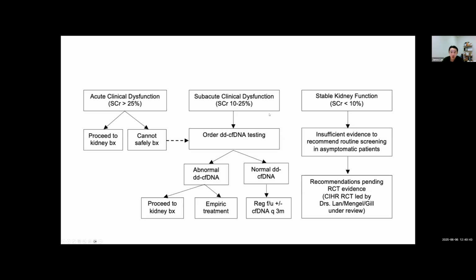But currently, we would hope to offer this service to patients who have subacute clinical dysfunction where the creatinine rise is a little ambiguous. And then clinicians anywhere in the province can order this test. We would do it in our lab. If they have an abnormal cell-free DNA test, they should proceed to a biopsy with the hope that they can detect injury earlier than standard of care. Those ones with normal cell-free DNA, then they wouldn't necessarily get a biopsy. They would just continue to be followed clinically. So this is a pathway that we're proposing, and we're hoping to launch this test within the next year for clinical use.